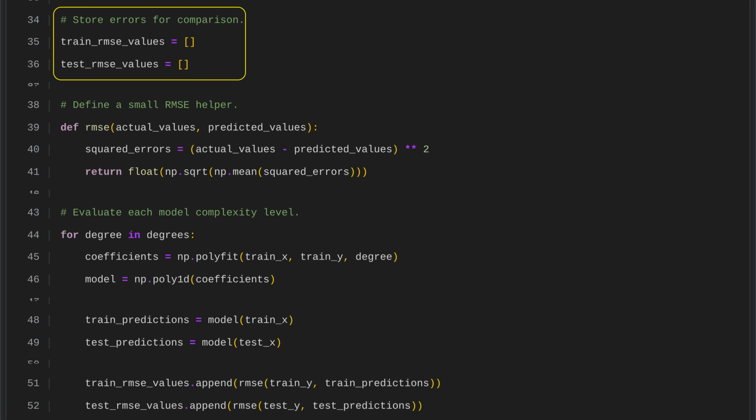We create 2 empty lists to store root mean square error values for the training and testing data. Tracking these errors lets us compare model performance on both datasets and judge how well each model generalizes.